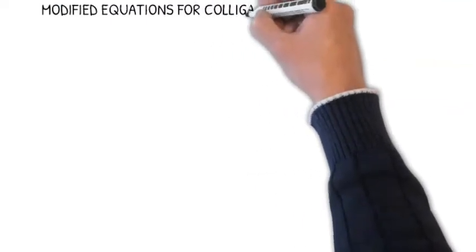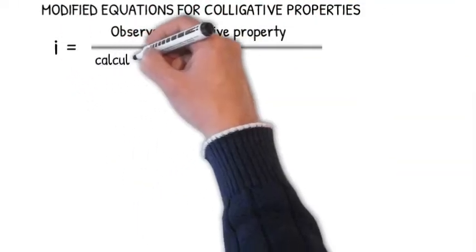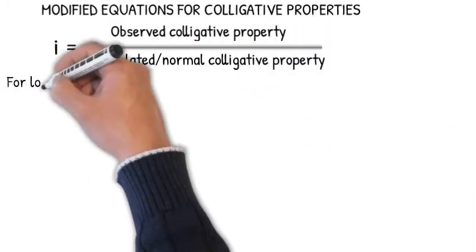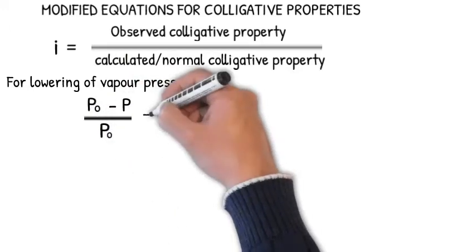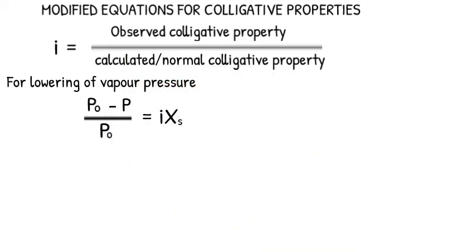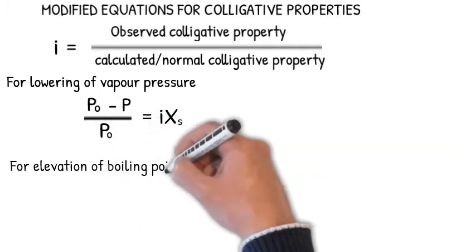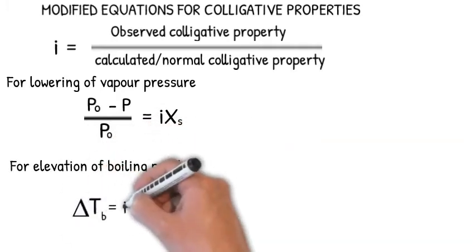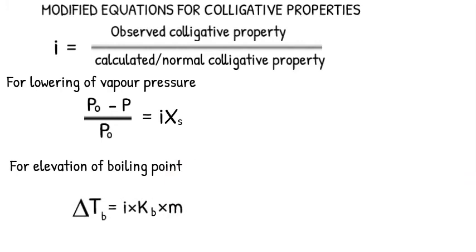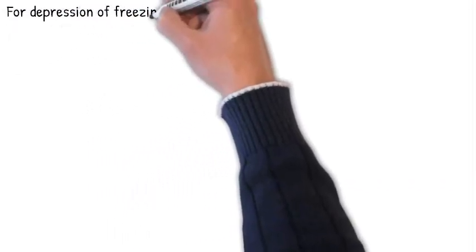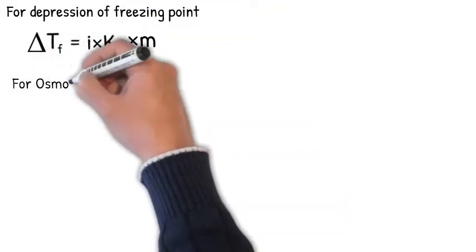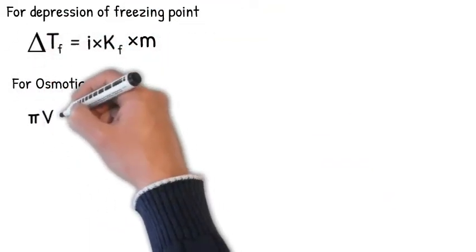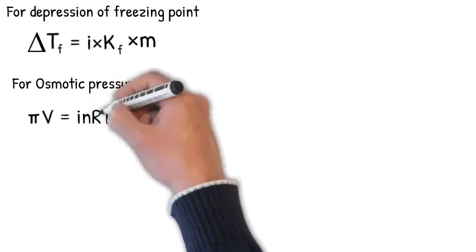Modify the equation of colligative properties. i equals observed colligative property divided by calculated or normal colligative property. For lowering of vapor pressure, (P0 minus P) divided by P0 equals i times XS. For elevation of boiling point, change in temperature equals i times Kb times molality. For depression of freezing point, change in temperature equals i times Kf times m. For osmotic pressure, pi times V equals iNRT.